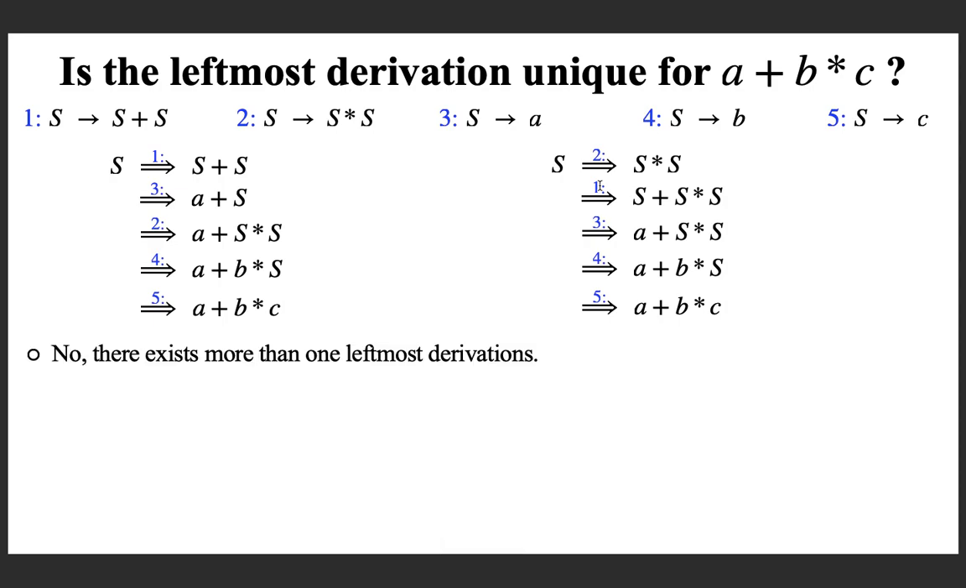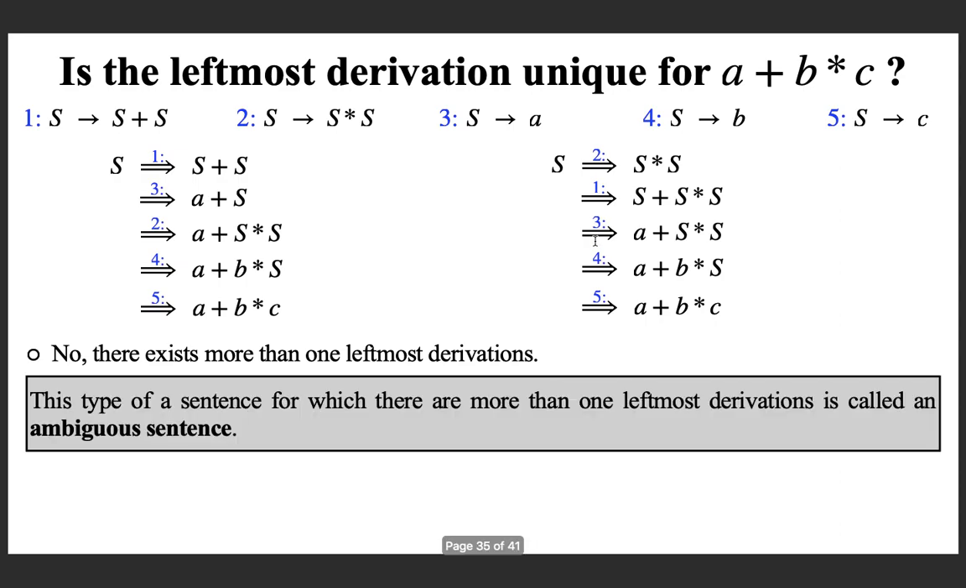And this kind of grammar allows you to have multiple leftmost derivations for a terminal string. So, it is not unique, there exists more than one derivation. We have these 2 at least. This type of sentence or terminal string for which there are more than one leftmost derivations is called an ambiguous sentence. There is an ambiguity in deriving that sentence. You cannot say you must apply production number 1 as the first step. You can either use 1 or 2. So, it is ambiguous which one to select.